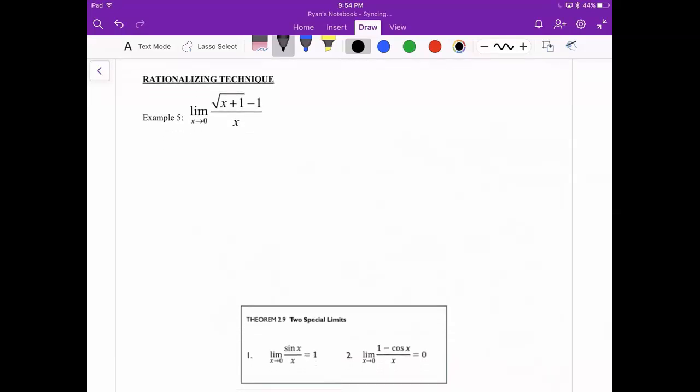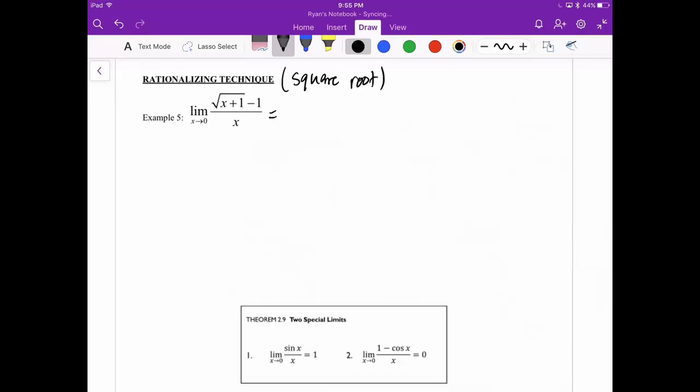Okay, the last technique we're going to talk about is called the rationalizing technique, and you want to use the rationalizing technique pretty much whenever you see a square root going on in the problem. So I'm going to write that next to it up here. Whenever you see a square root is when you're going to want to use the rationalizing technique. Okay, and the way that we rationalize something is always by multiplying by the conjugate. So hopefully you remember from Algebra 2 and from pre-cal, the conjugate just means whatever the numerator is, but then the opposite sign in the middle.